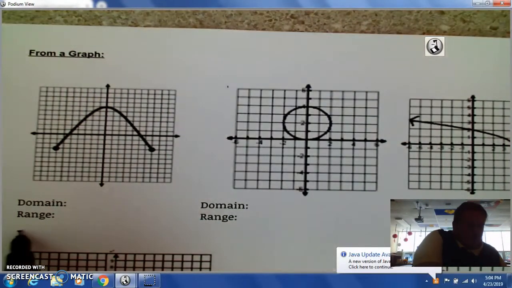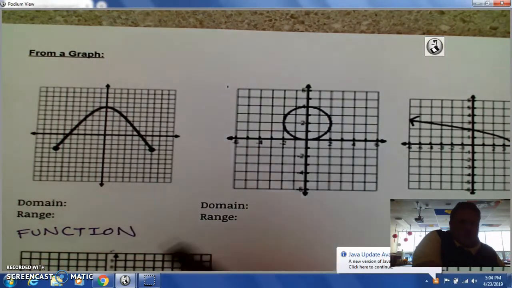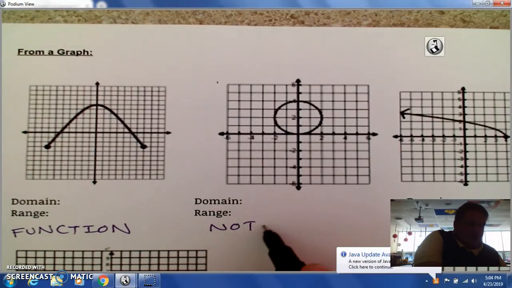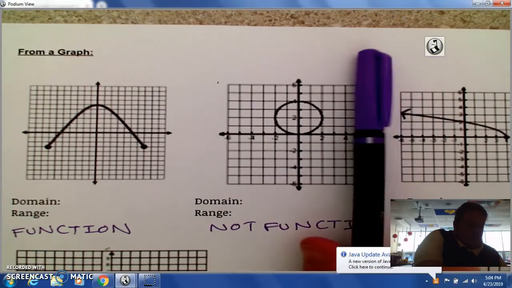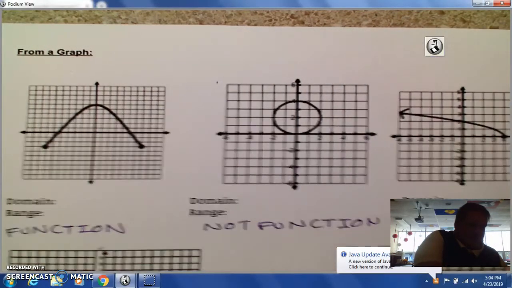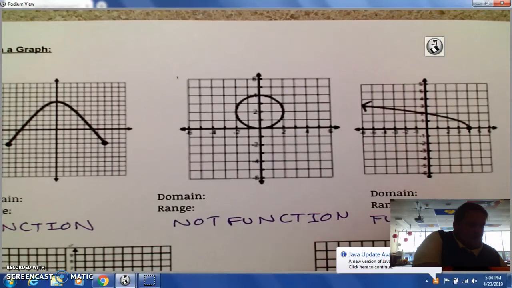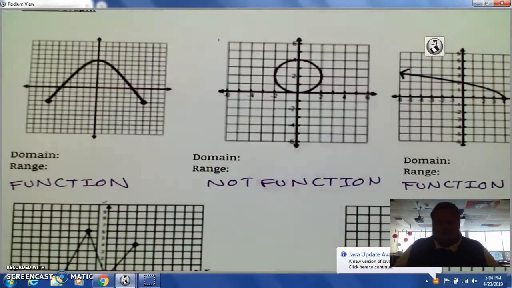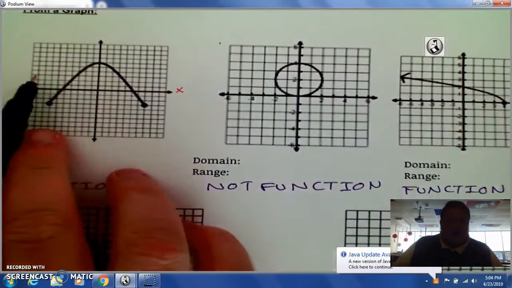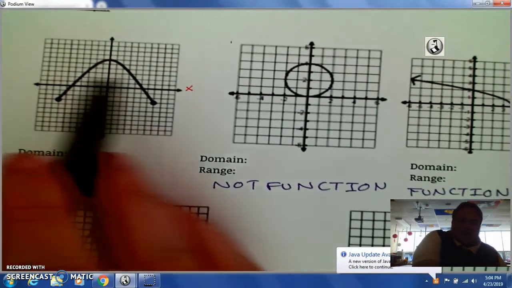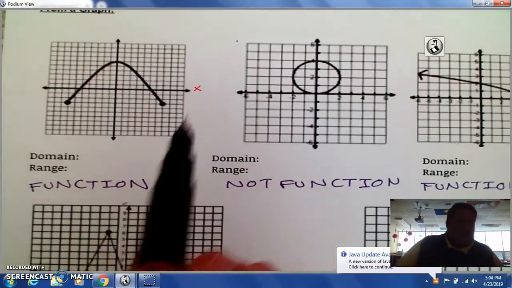So I'm going to write function below it. Okay? Write not function below that. Okay? This passes that vertical line test, so it is a function. But now let's look for the domain and range. Okay? The domain has to do with your x value. You're going to go left to right, and you're going to see where it hits, okay?